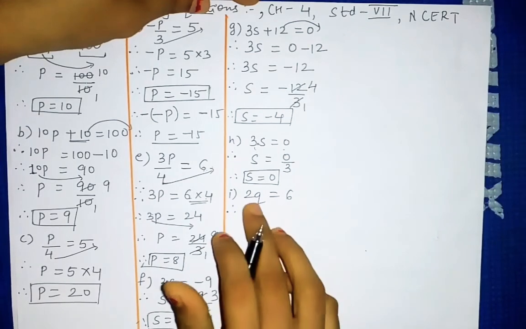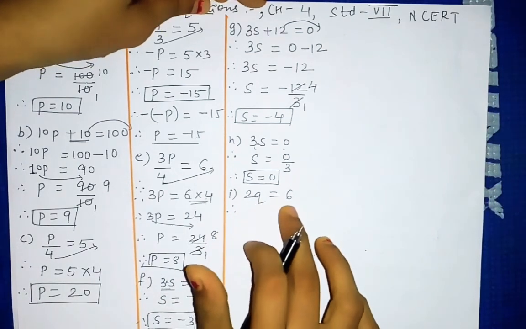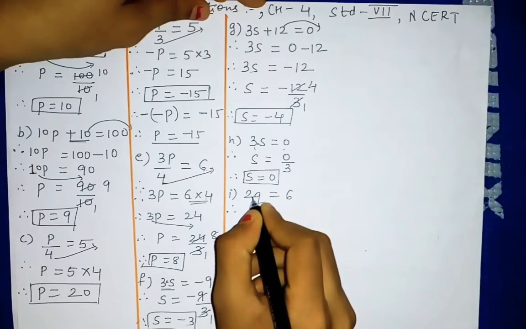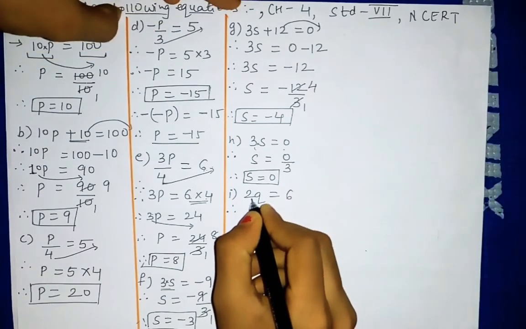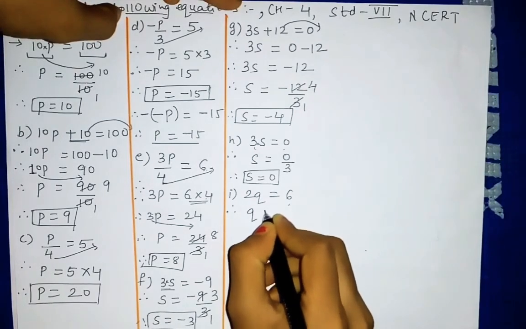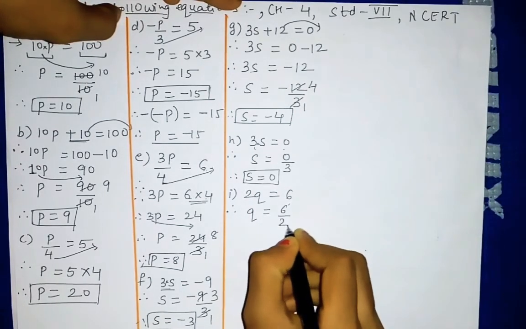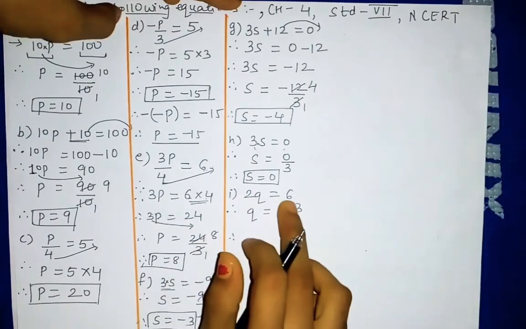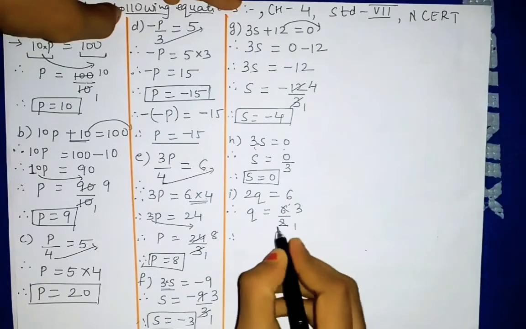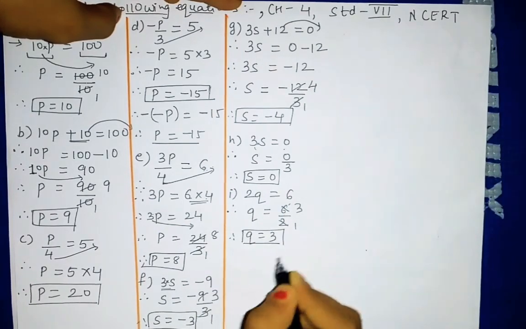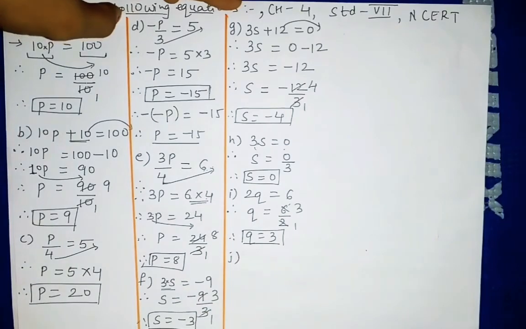Now the next one is 2q equals 6. This is also of the same type. Again this 2 is in multiplication. So where will this 2 go? It will go in division here. So this side only q, and here 6 upon 2. So 2 ones are 2 and 2 threes are 6. Cancellation is possible after you take 2 here. So q equals 3 is your answer. So this was the next one.